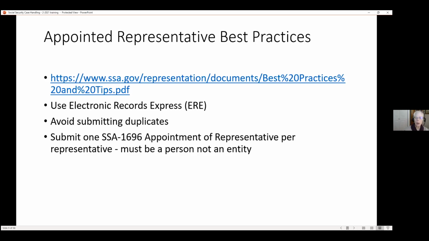You submit one SSA-1696, which is the appointment of representative form, one per representative. You can't say Mid-Penn Legal Services. You can't say Community Legal Services. You have to say you, Rebecca S. Dempsey. I don't know if I gave you that form, maybe not. Anyway, it's at ssa.gov/forms, where you can find the 1696.